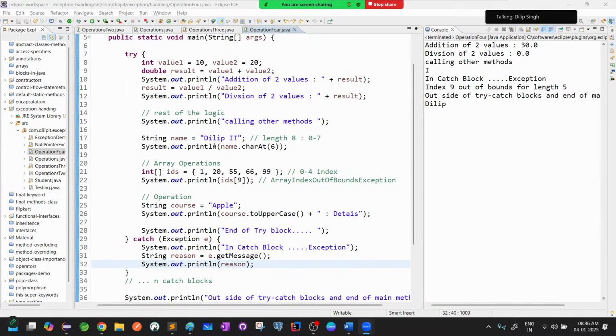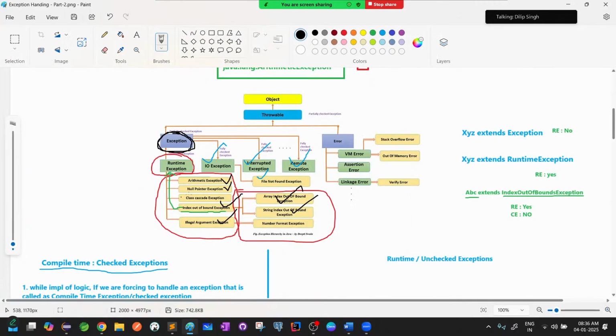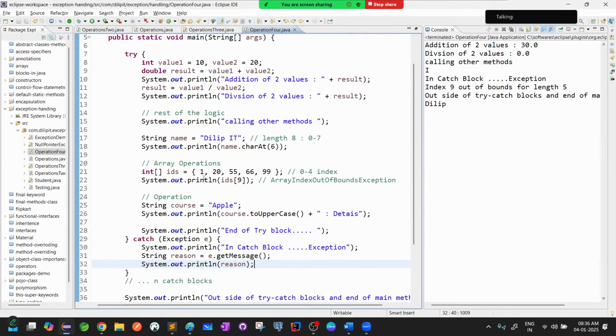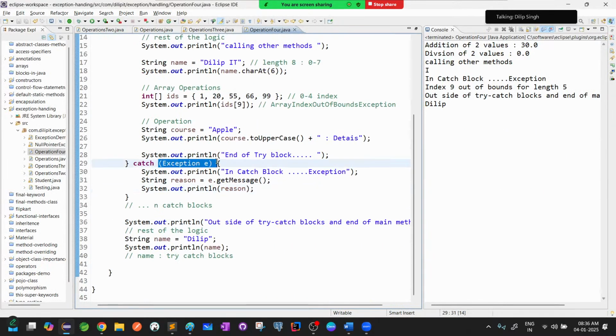For example, you got a null pointer exception, arithmetic exception, array index out of bounds exception, string index out of bounds exception, illegal argument exception, something like that. So all of this, null pointer, arithmetic, class cast, index out of bounds, illegal argument exception, number format, whatever it is. Now any kind of exception comes. Is anything going to be missed? No. Why? You made a generic exception handling.